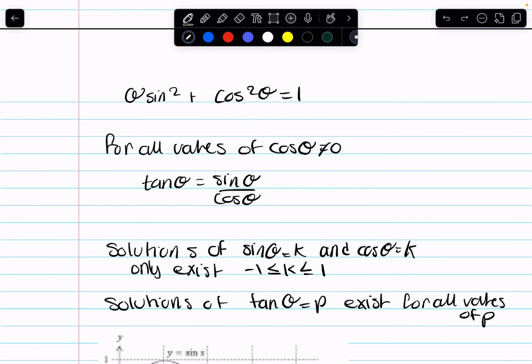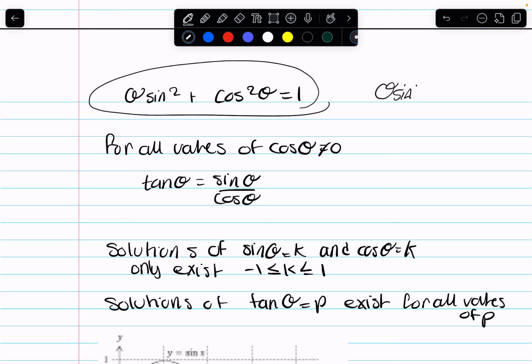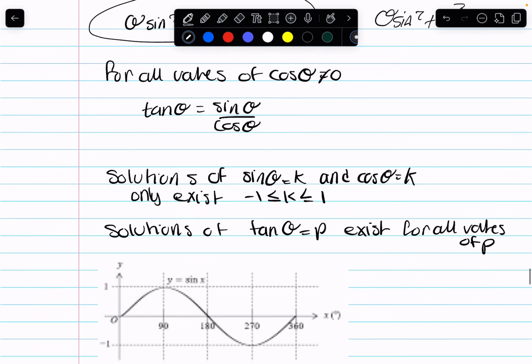For theta, sine squared plus cosine squared equals 1. You could also say sine squared theta plus cosine squared theta minus 1 is going to give you 0. For all values where cosine is not 0, because you do not want your denominator to be 0, you can have tan theta equals sine theta over cosine theta.